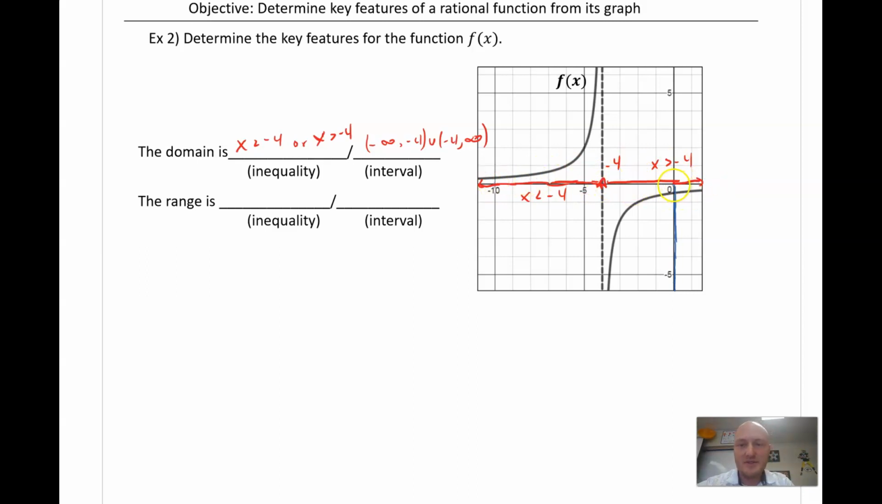Our asymptote is at 0. So I have an asymptote here, okay, at 0. So that would be -infinity to 0. All right, and I'm going to keep going all the way up. Okay, union, and I hope you get the picture. Okay, and that is, y is less than 0 or y is greater than 0.